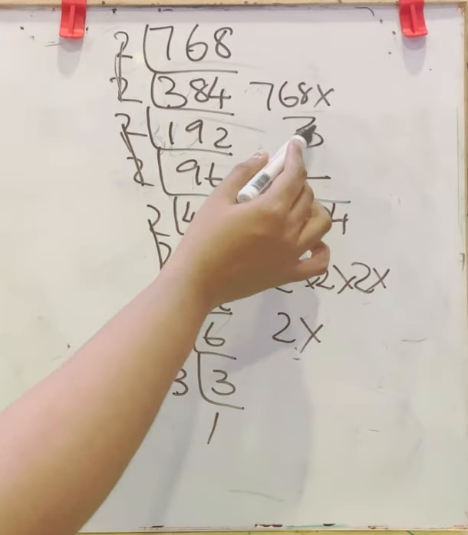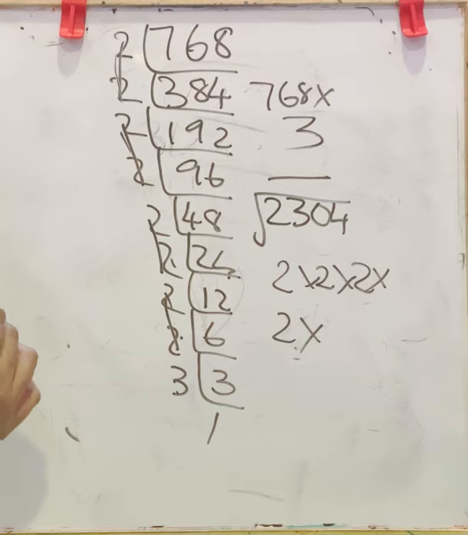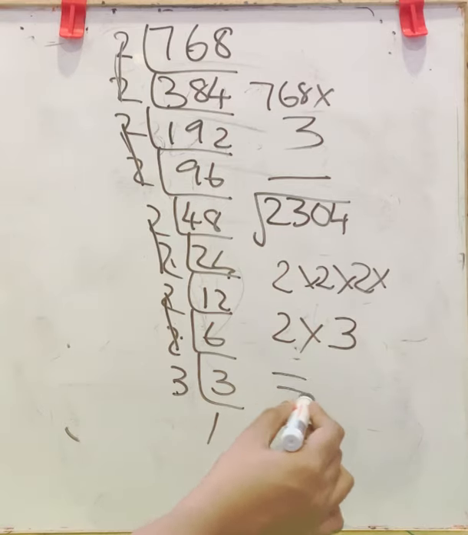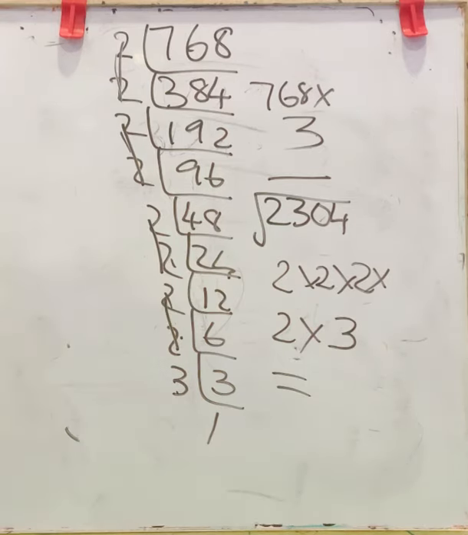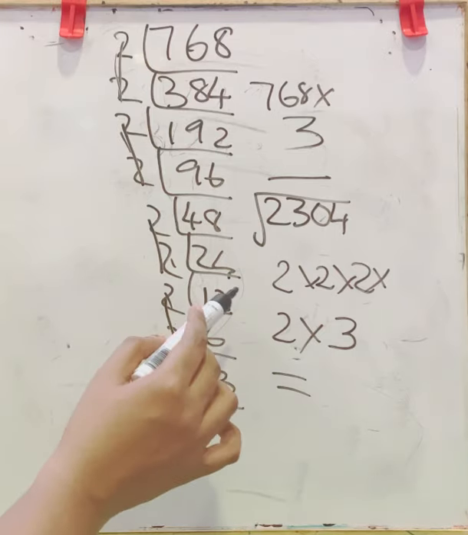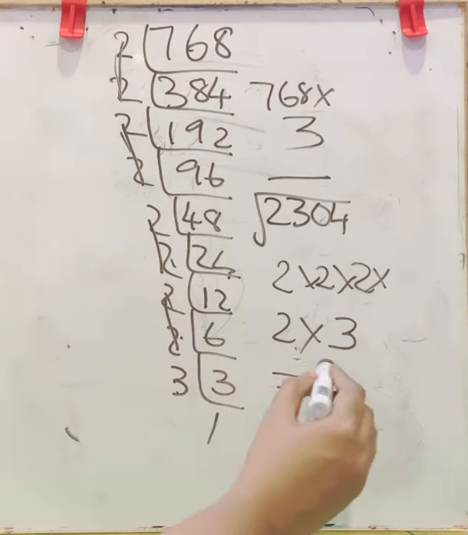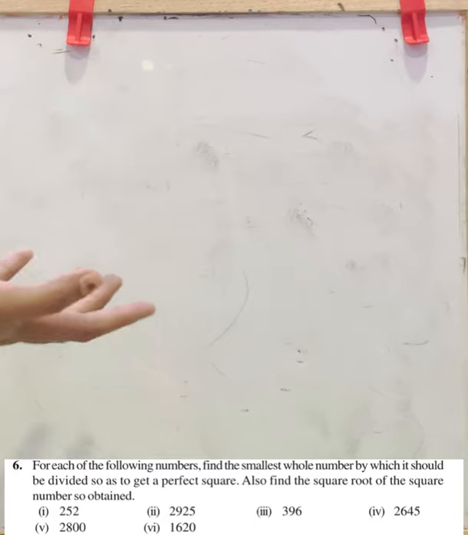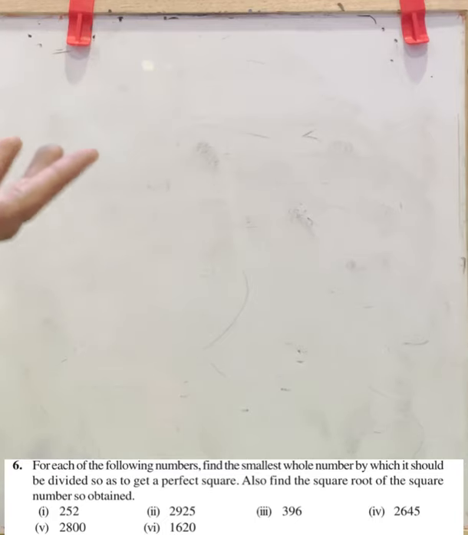For 3, now we have a pair because we multiplied with 3. So 3 is also there. So for this perfect square, the square root of 2304 is 2 into 2 into 2 into 2 into 3, that is 48. In the previous questions, the question was which number should be multiplied to make it a perfect square. Now it is asked which number should be divided.